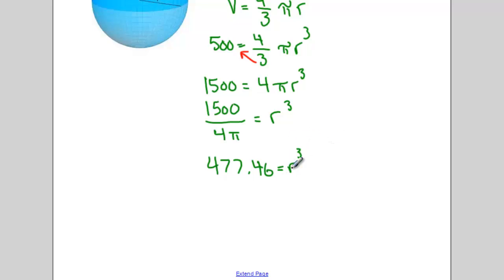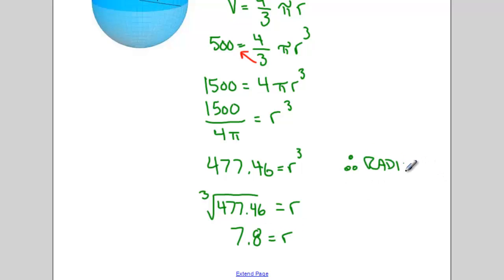And I'm not quite done. I need to do something about that cube attached to the radius. And what I can do is take the third root of 477.46. So this is different than the square root. It's a special button on your calculator. Try and find it. The third root button. So if I take the third root of 477.46, I get about 7.8. So my radius of this sphere is 7.8 centimeters.